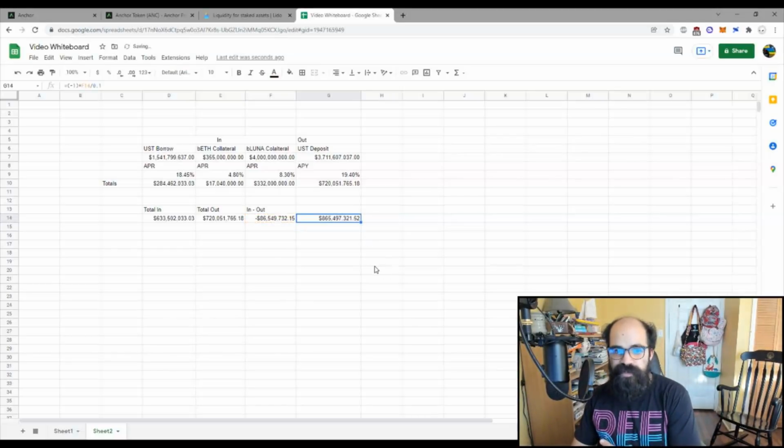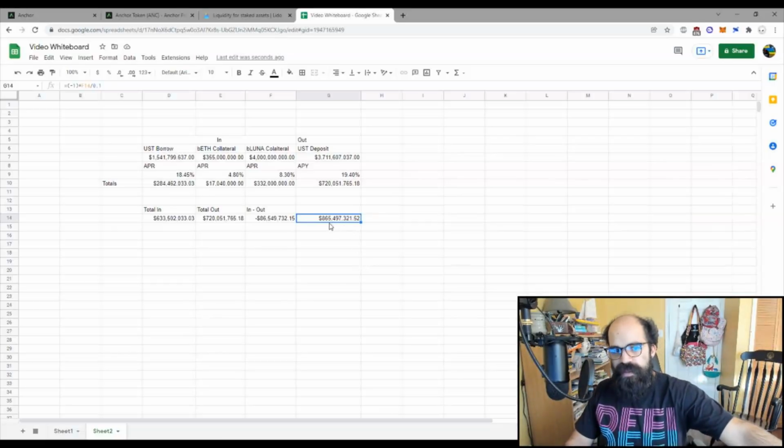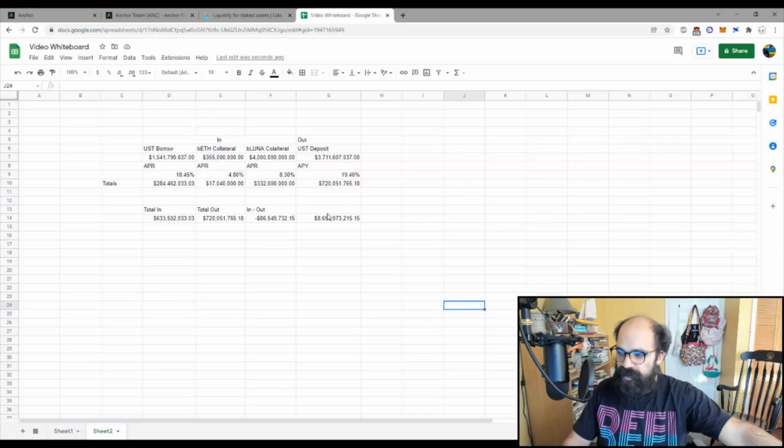Okay, so we would need to liquidate $8.6 billion in order to account for this with a 1% fee going to the yield reserve. So that's a lot of assets to liquidate, whether they be ETH or Luna. It's a lot of assets.